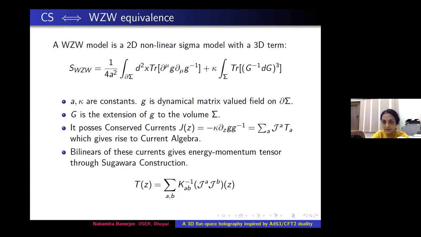Why is that interesting? It is interesting because although these Wess-Zumino-Witten models are three-dimensional models, because they do have a 3D piece, the dynamics of all these fields are actually two-dimensional. So the variation of the Wess-Zumino-Witten model is actually a completely boundary term. The entire dynamics of the fields are in the G's, and they lie on the boundary, delta sigma. And that's exactly what we are looking for. We are trying to find that two-dimensional theory which will govern the dynamics of the solutions that we have.